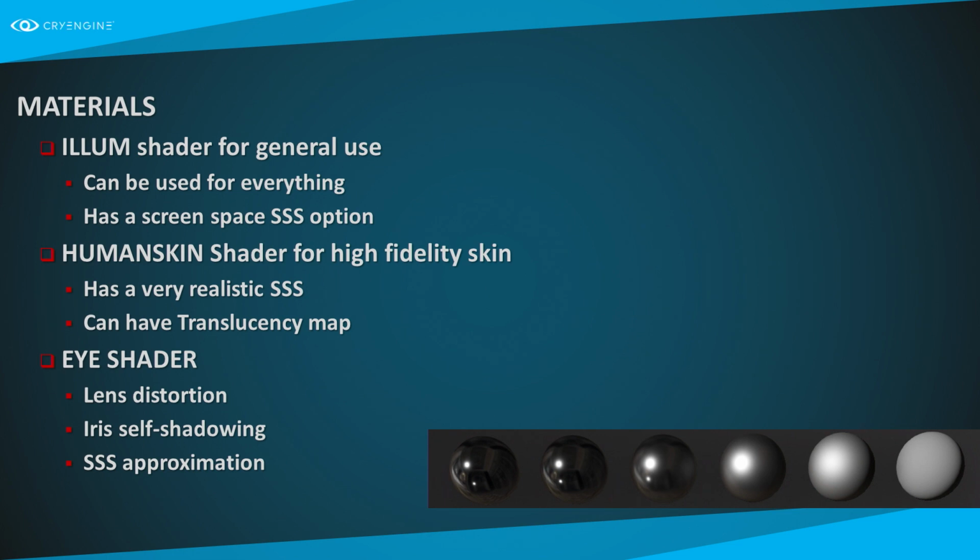This is a complex shader, the eye shader, very complex. It's got a lens distortion, iris self-shadowing, SSS approximation, complex stuff that you can look at if you do very high-end characters. But when you understand the setup, it's fairly straightforward.